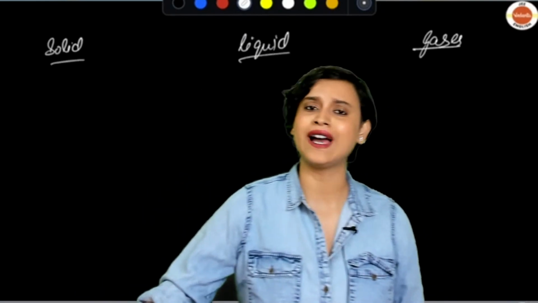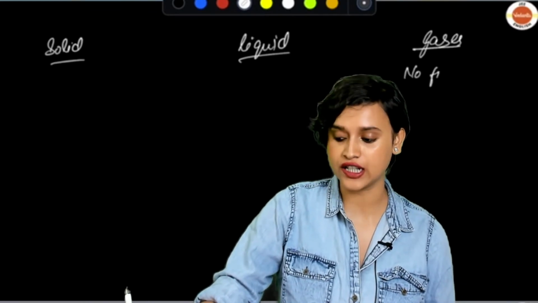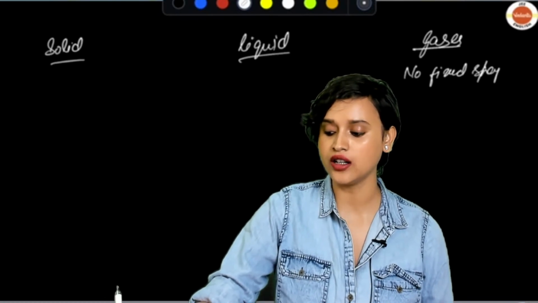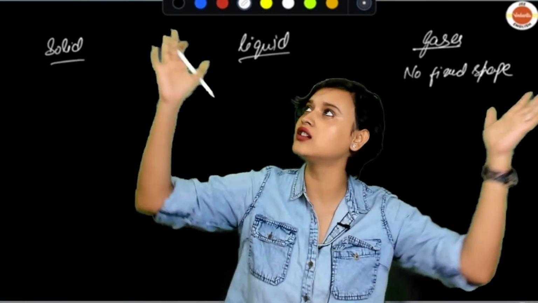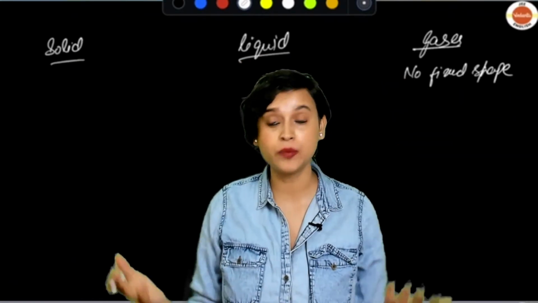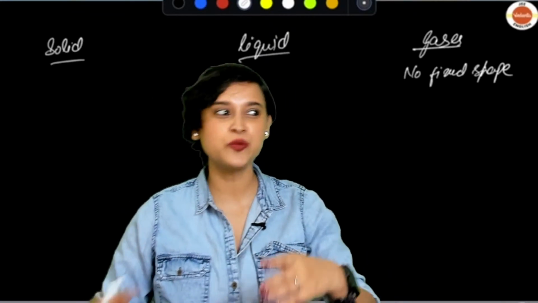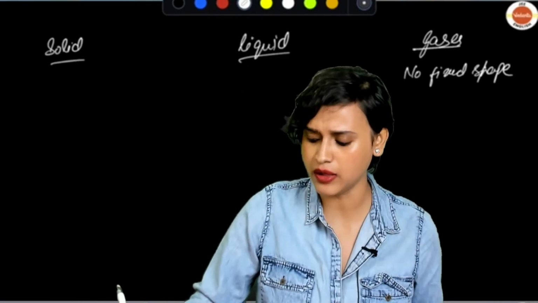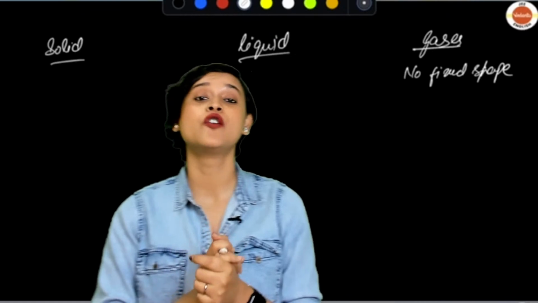And we all know that gases have no fixed shape, because whenever you put them in a room, they will take the whole room. They will occupy the whole room. You put them in a bottle, they will take the shape of the bottle. You put them in a bucket, they will take the shape of the bucket. Everybody knows this, right? Very simple, very easy. We also know that they do not have any fixed volume.